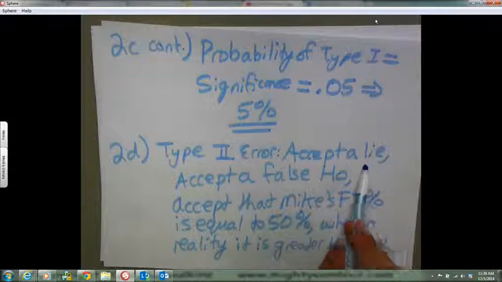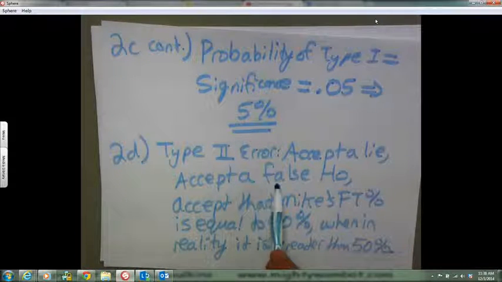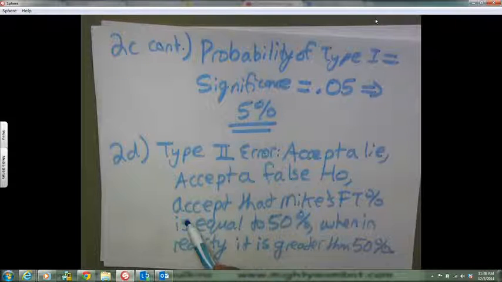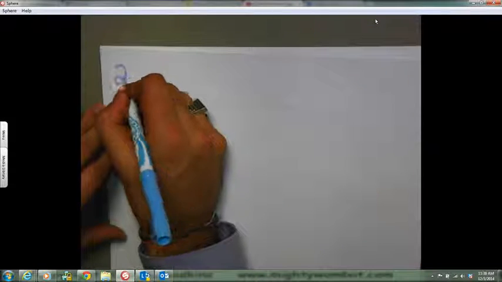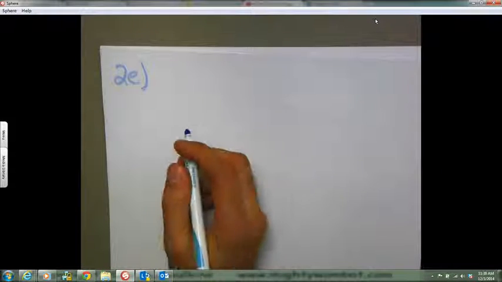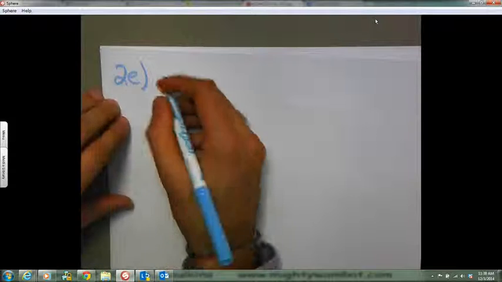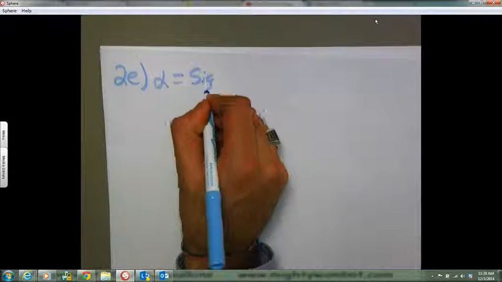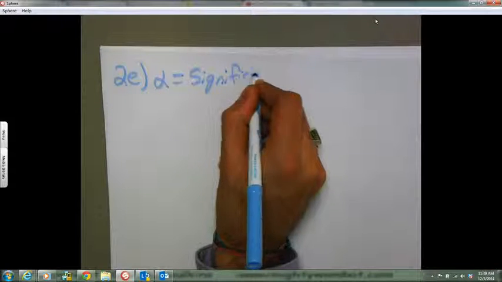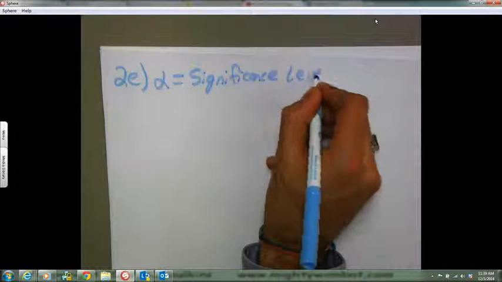Type 2 error is when you accept a lie. Statistically, it's when you accept a false null hypothesis. In our example, we accept that Mike's free throw percentage is equal to 50%, when in reality it is greater than 50%. 2E, this is some of the stuff we want to build on. 2E is identify the significance level. The significance level is alpha, which is 0.05.